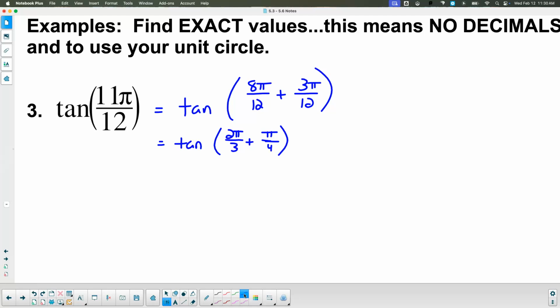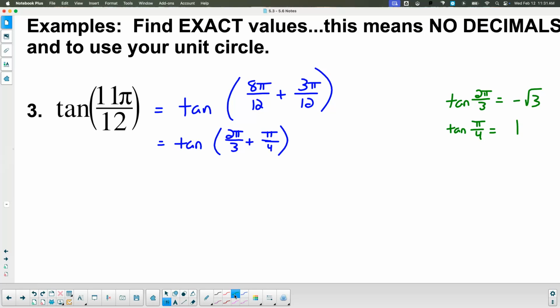Out of curiosity, and just to make it easier on ourselves, what is the tangent at 2 pi over 3? Negative square root of 3? Everybody agree with negative square root of 3? Okay. What is the tangent at pi over 4? One. Okay. Makes it easier when we go into the formula.